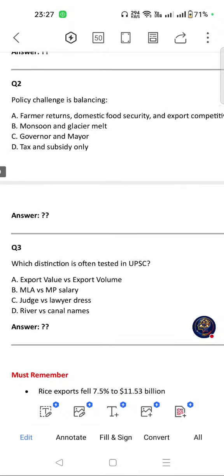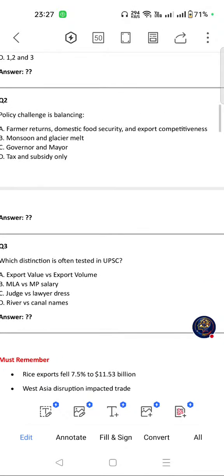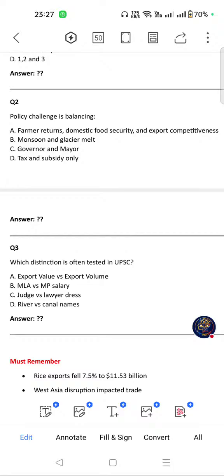Policy challenge is balancing farmer returns, domestic food security, and export competitiveness. First option is correct.